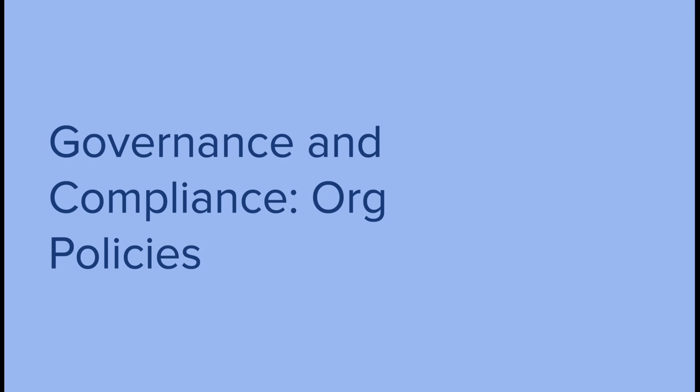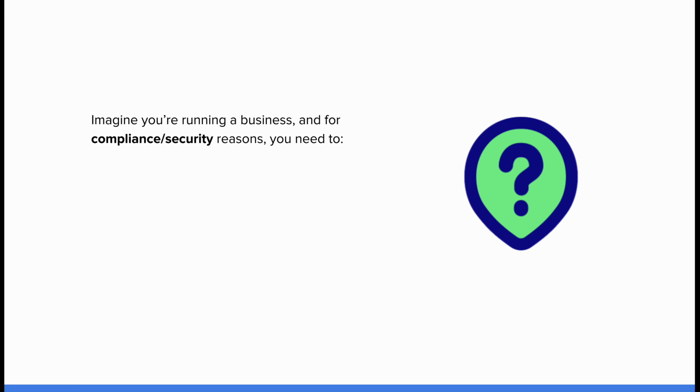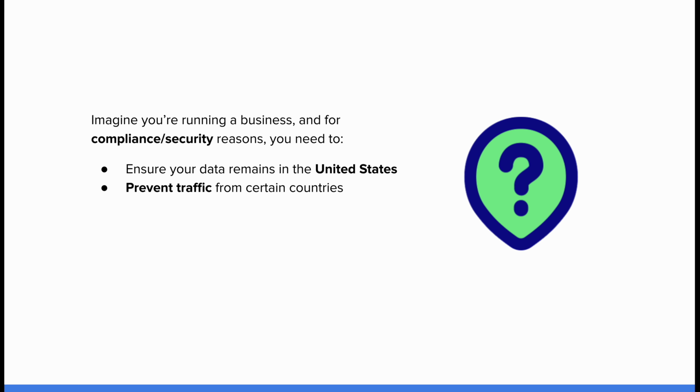Okay, this is very important for the new version of the exam, org policies, which falls under the category of governance and compliance. So, suppose you have your own business, and for compliance reasons or security reasons, you need to ensure that all your data remains within the United States, or you need to prevent traffic from certain countries for compliance and security reasons. Or perhaps you want to make sure that all of your virtual machines are encrypted and meet certain security standards, no matter which team or department sets them up.